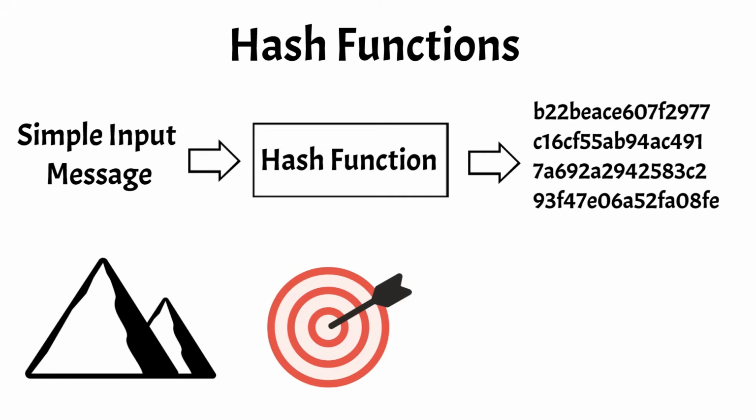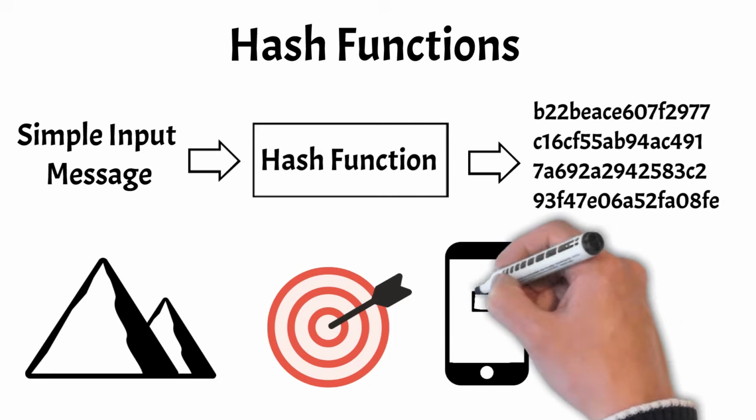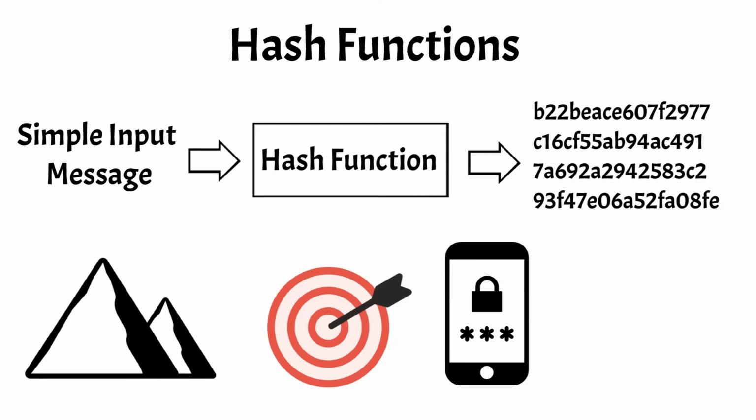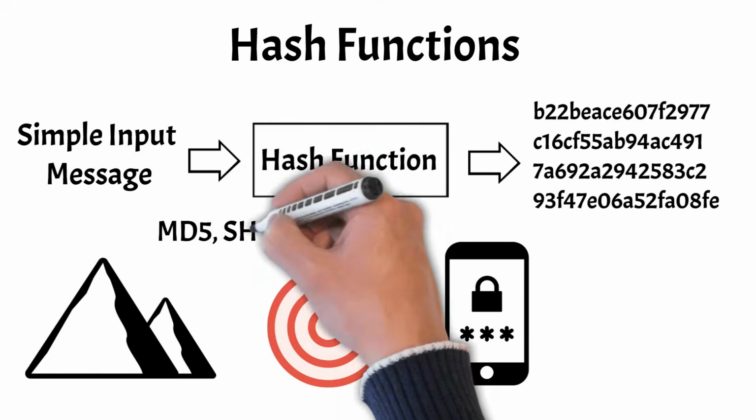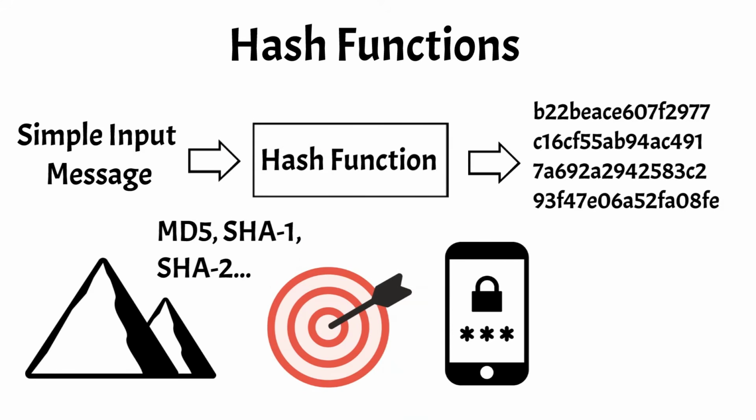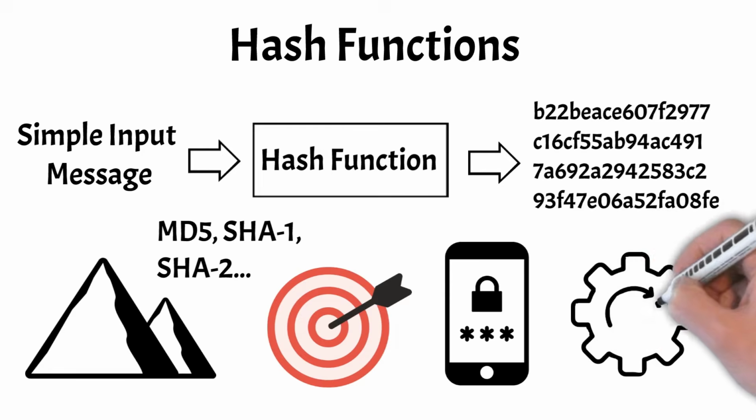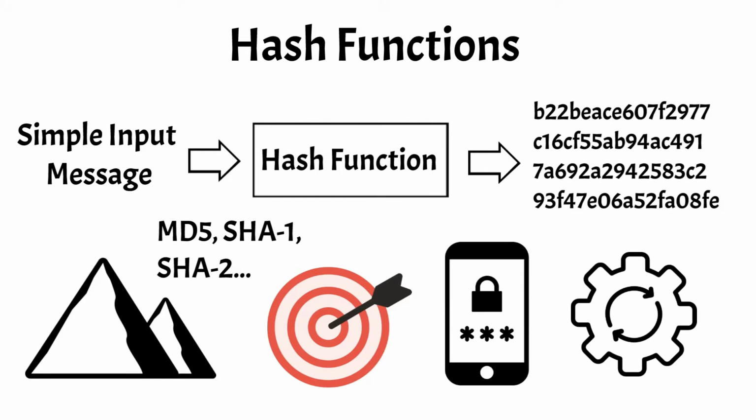They are widely used in various applications, such as verifying the integrity of data, securing passwords through hashing, and enabling efficient data retrieval in databases. Common hash functions include MD5, SHA-1, and the SHA-2 family. The security of a hash function lies in its ability to resist collisions, where two different inputs produce the same output, and preimage attacks, where it is computationally infeasible to reverse engineer the original input from its hash.